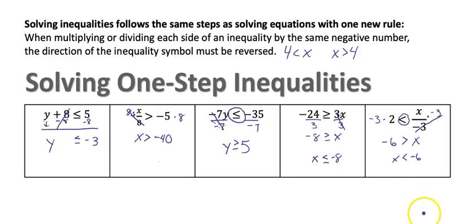So one-step inequalities is simply using what you already know about equations. Just remember, when we multiply or divide by a negative, as a mathematician, we reverse the symbol. We also reverse the symbol if we need to put the x on the left. We flip, flip, reverse.